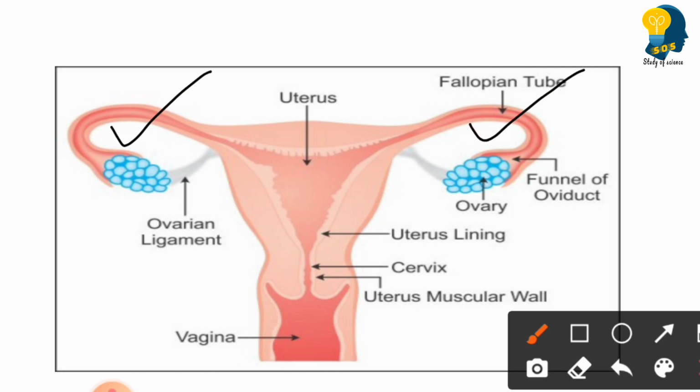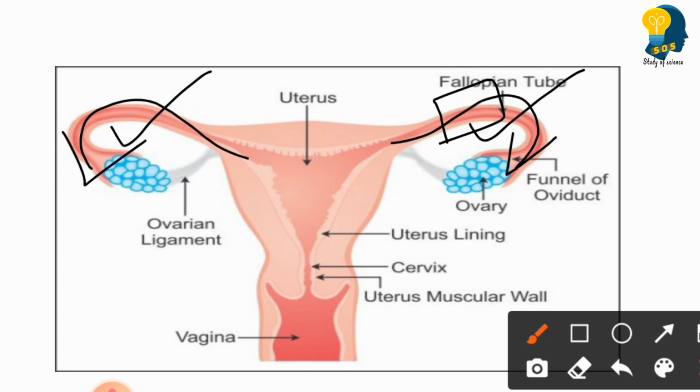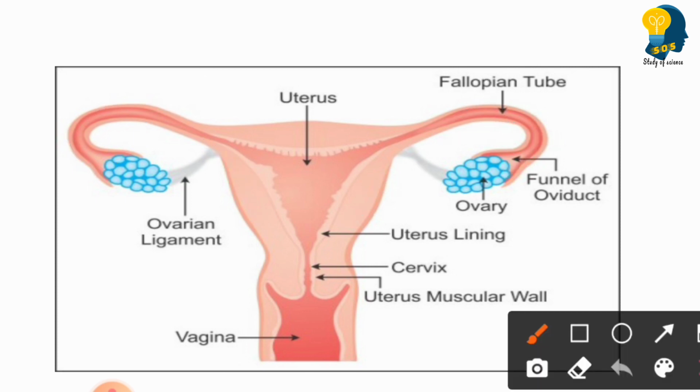So let us move towards the next part, the fallopian tube. There are two fallopian tubes, one on either side of the uterus. The fallopian tube is called the site of fertilization. Do note it, it is called the site of fertilization. This fallopian tube is connected to the ovary. You can observe the fallopian tubes connecting to the ovaries and they extend till the uterus. Clear?